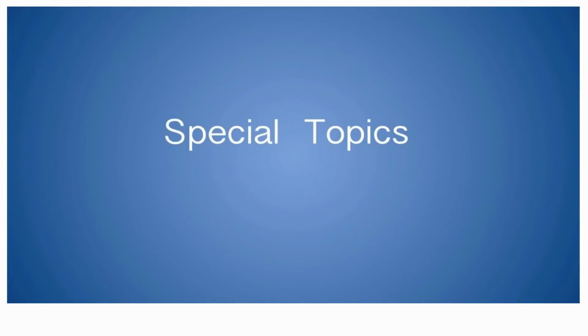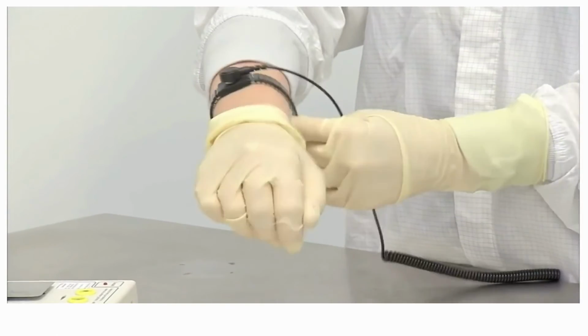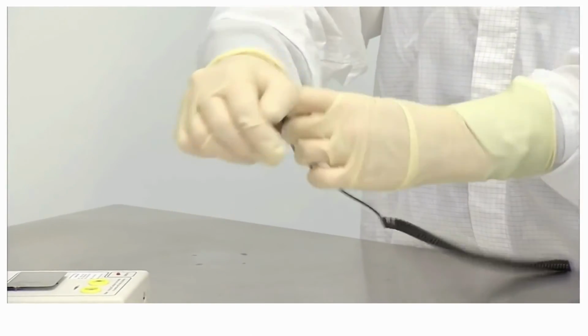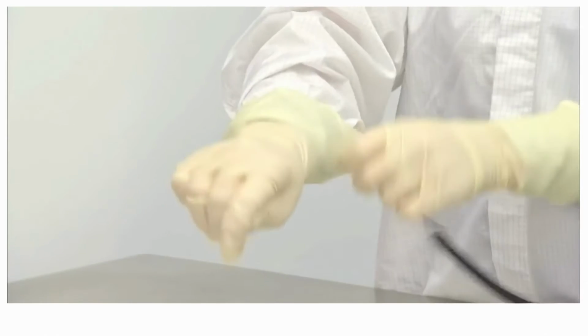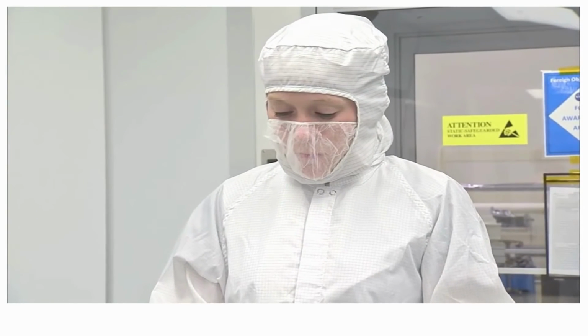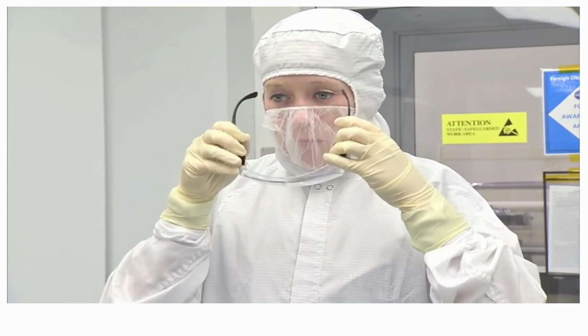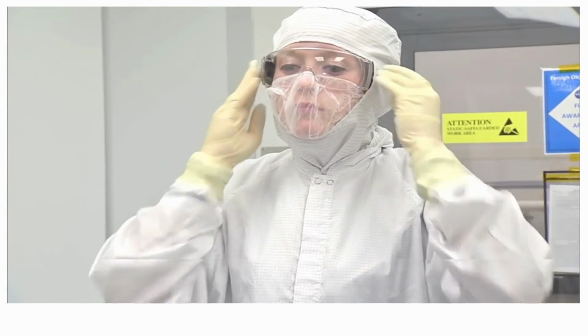Special topics. Depending on the project and cleanroom, special equipment and procedures may be required. If you are required to wear an electrostatic discharge, or ESD, wrist strap, the ESD strap must be worn on your wrist under both the garment sleeve cuff and the glove gauntlet. If your project requires safety glasses, be sure to put these on over top of your face mask and bouffant cap, and under your head cover.